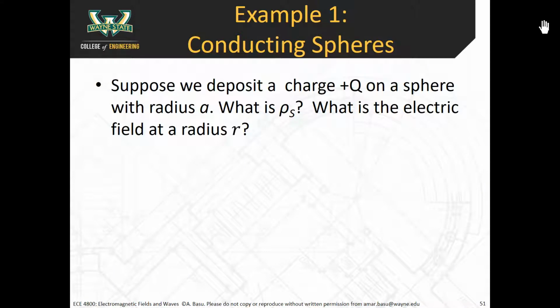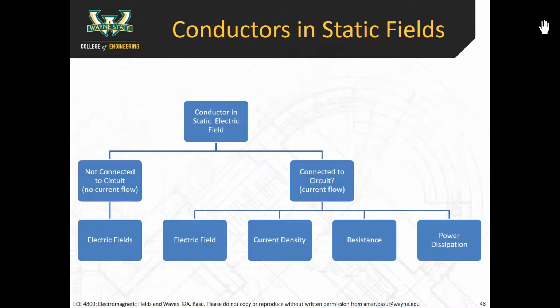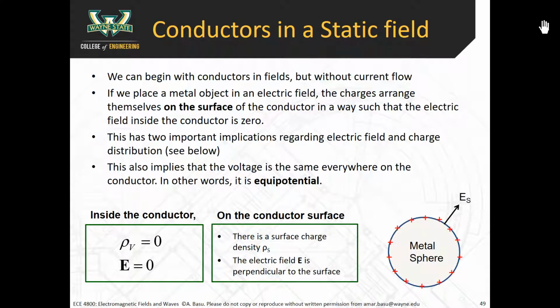Good question. For this particular problem, since we're dealing with a metal, the charges will deposit themselves on the surface. And since you have a sphere, since it's symmetric, they're going to deposit themselves equally, spread out on the surface. So if you have a total charge Q, then the surface charge density is going to be Q divided by the surface area of the sphere.